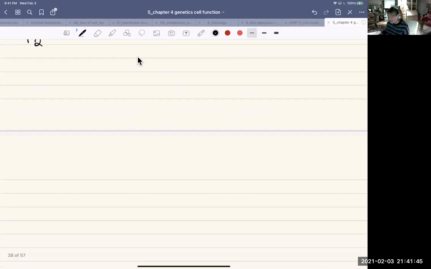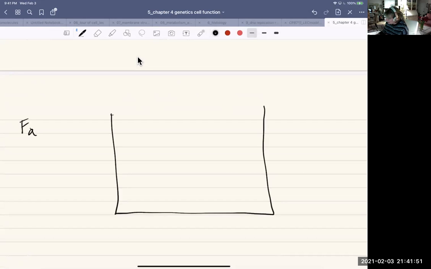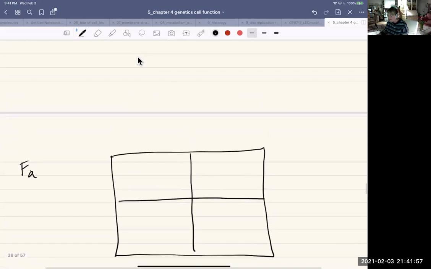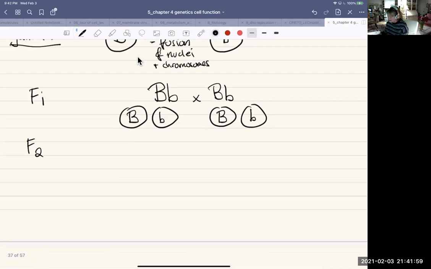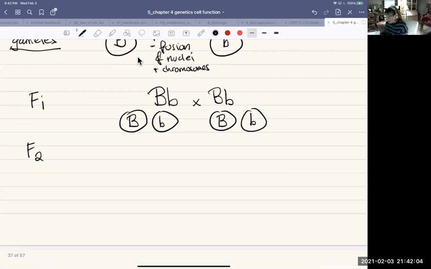I'm going to go to the next page. This is bigger. F2. It's easier to figure out what the probabilities are if you do a Punnett square. It's easier to understand them. So my question to you is, what is the probability of this gamete getting the big B and this gamete getting the little b? What are those probabilities?